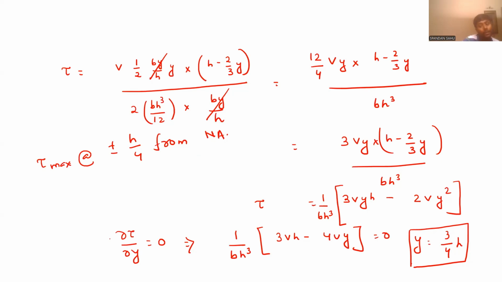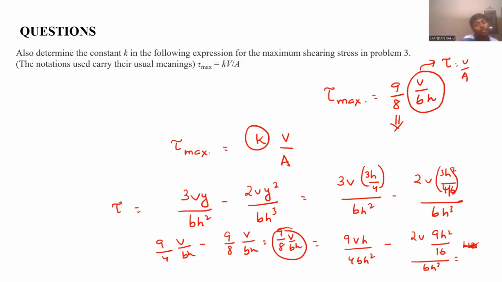So they have given that we have to write tau max in this term, that is k upon VA. And we are getting upon simplification tau max at y equal to 3h by 4 as 9 by 8 V upon bh. And you can substitute bh to be A. So 9 by 8 V by A. Now, upon comparison with the question given, you are getting k value to be 9 by 8, that is 1.125. Correct?